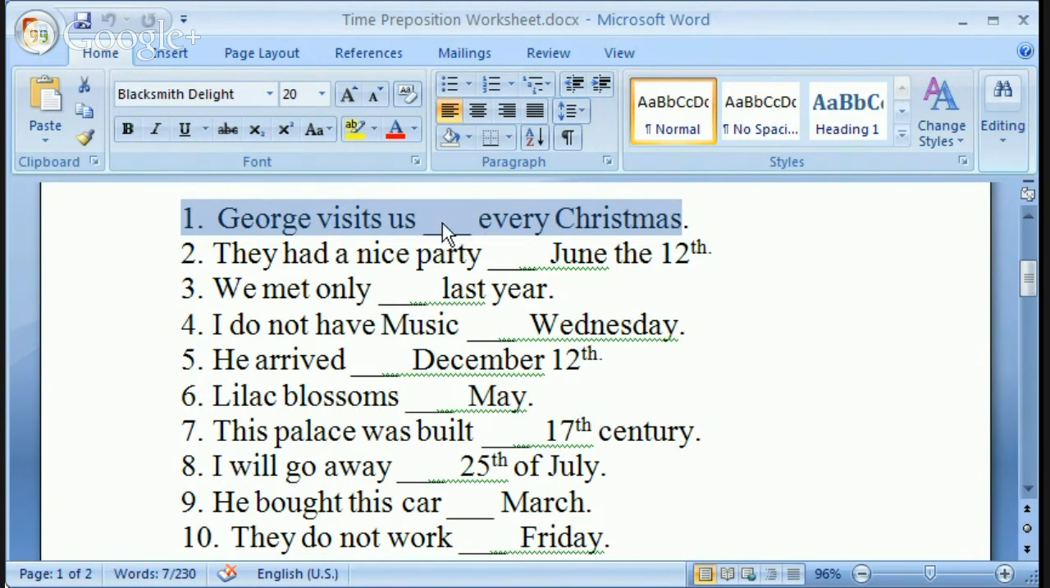Okay, at would be grammatically correct. On, if we said on every Christmas day. In reality, this is kind of a trick. You don't even need a preposition here, actually. George visits us every Christmas would be perfectly fine, but at would also be correct. Okay, little trick.